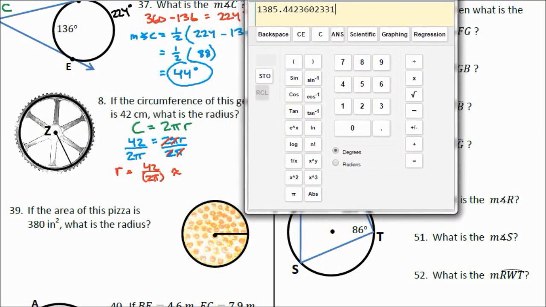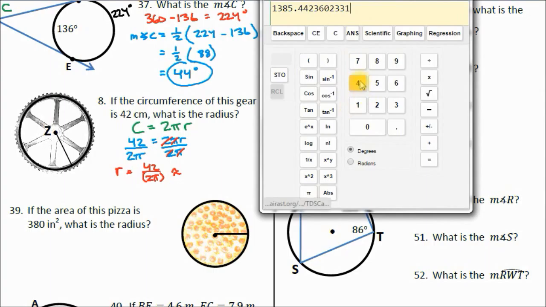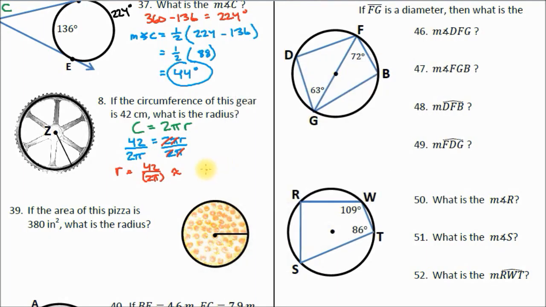So let's move our calculator over. So we've got 42 divided by, in parentheses, 2 pi, close parentheses, equals 6.68. I'm going to have to round that up to 6.7. So approximately 6.7, and our unit of measure is centimeters. There is our approximate radius.